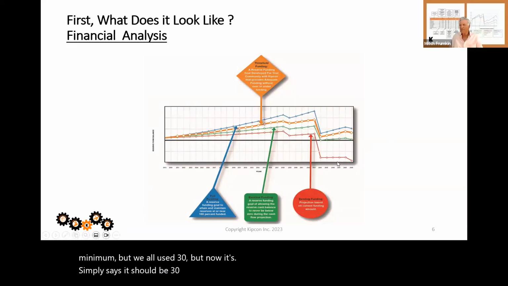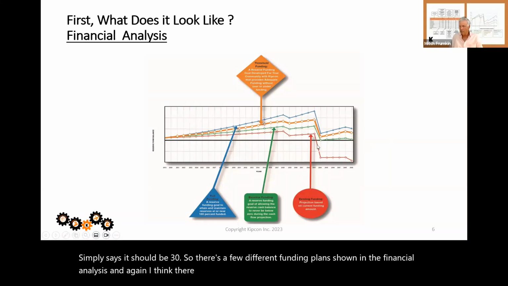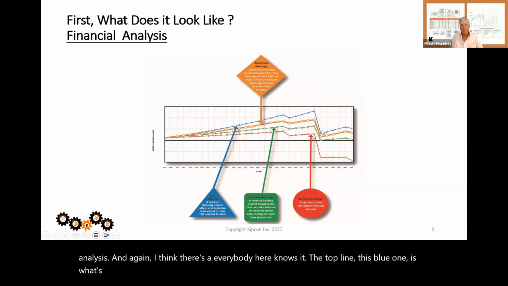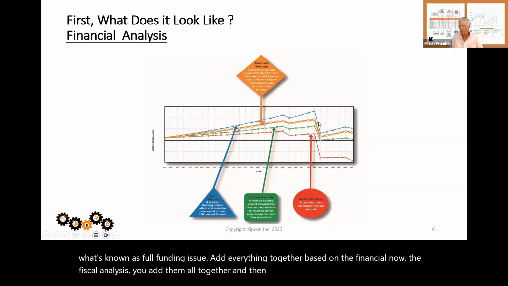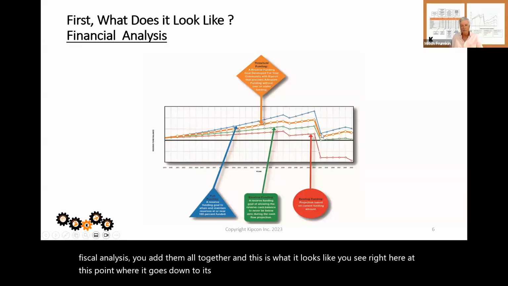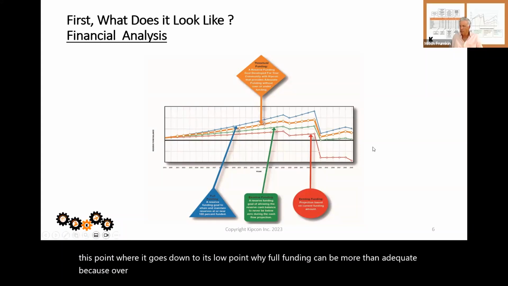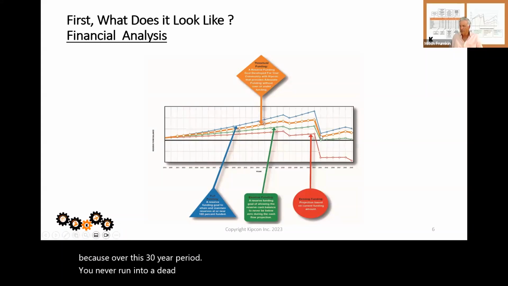So there's a few different funding plans shown in the financial analysis. And again, I think everybody here knows it. The top line, this blue one, is what's known as full funding. You add everything together based on the financial analysis, you add them all together, and this is what it looks like. You see right here at this point where it goes down to its low point, why full funding can be more than adequate, because over this 30-year period, you never run into a deficit. You never even come close to zero. So on a full funding evaluation, generally you're overfunded.